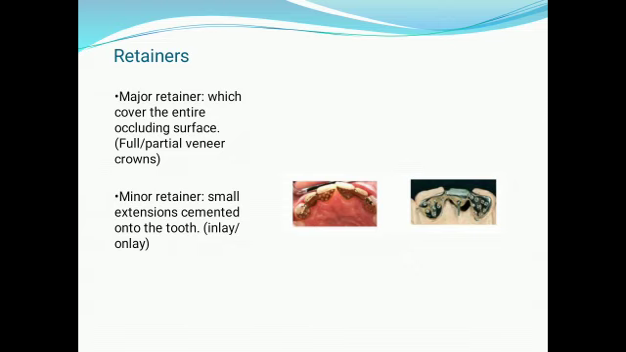Coming to the retainers, there are two types: major retainers and minor retainers. Major retainers cover the entire occlusal surface, like full and partial veneer crowns. Minor retainers are a small extension cemented over the tooth, like inlay and onlay.